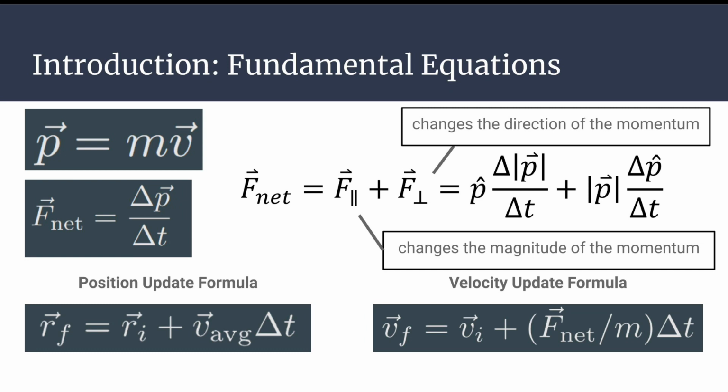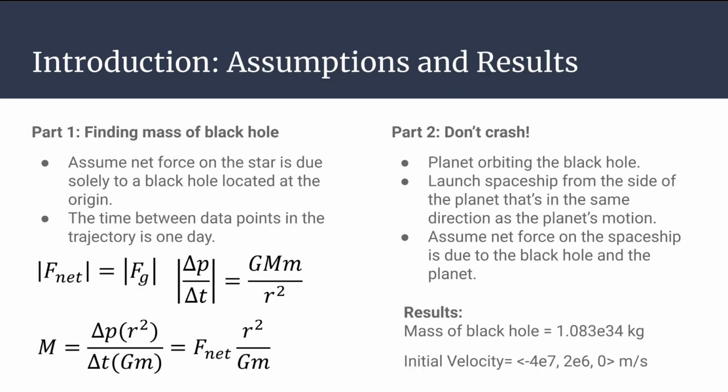We'll also be utilizing the position update formula and the velocity update formula. Since the gravitational force is non-constant, V average in the position formula is V final. In part 1 of the experiment, in finding the mass of the black hole, we assume that the net force on the star is solely due to the black hole located at the origin. The magnitude of Fnet is equal to the magnitude of the gravitational force exerted on the star by the black hole. Rearranging the equation, the mass of the black hole is equal to delta P times r squared divided by delta T times G M, which is equal to Fnet times r squared over G M.